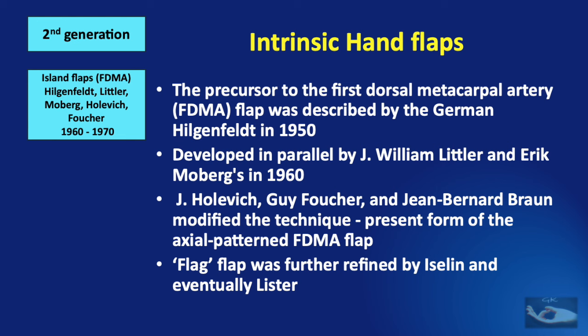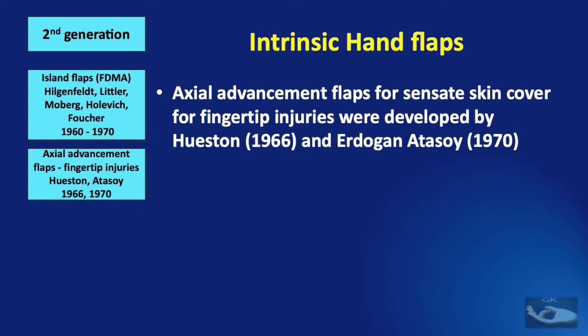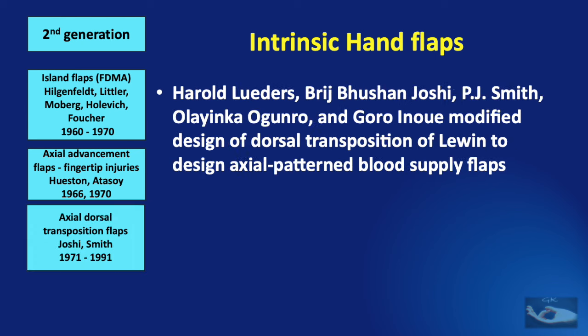The similar analog flap, the flag flap, was further refined by Iselin and eventually Lister. Axial advancement flaps for sensate skin cover for fingertip injuries were developed by Houston in 1966 and Erdogan Atasoy in 1970. Harold Luders, Brijbhushan Joshi and P.J. Smith, among others, modified the design of the dorsal transposition flap of Levin to design axial pattern blood supply flaps.